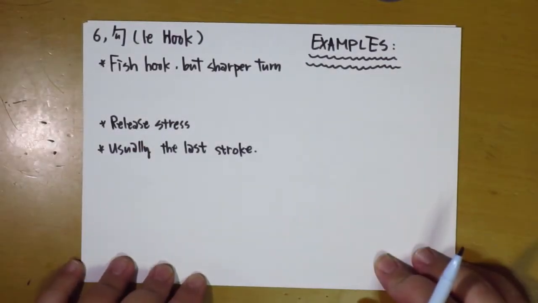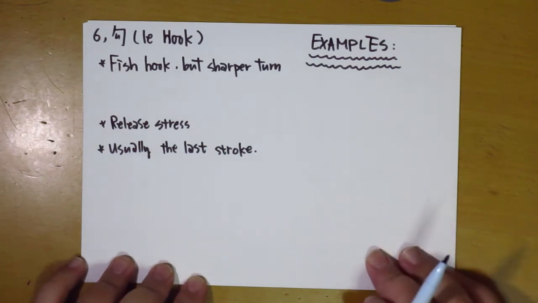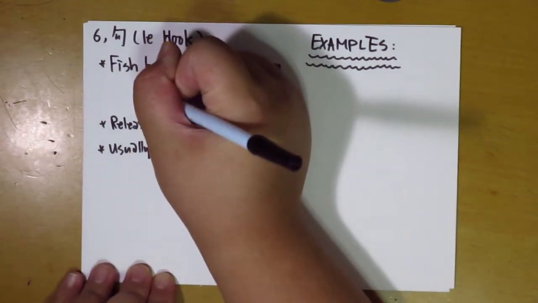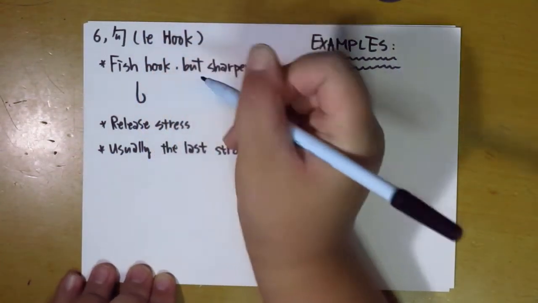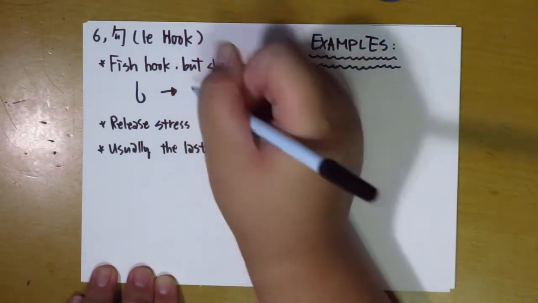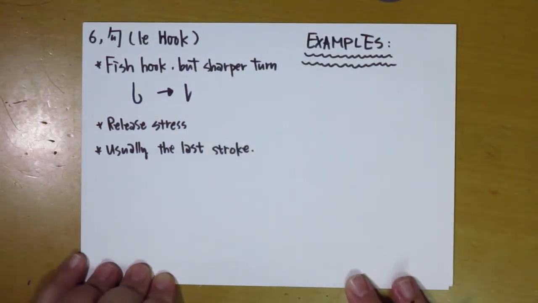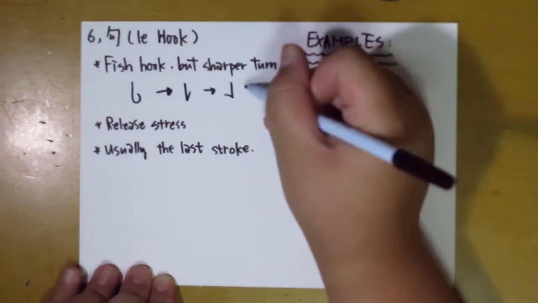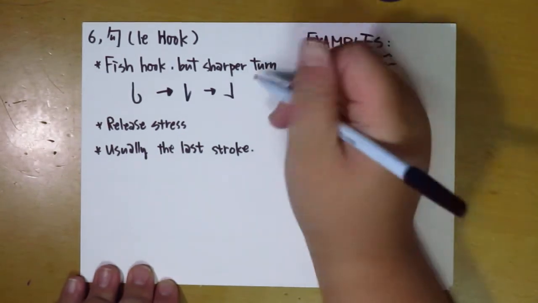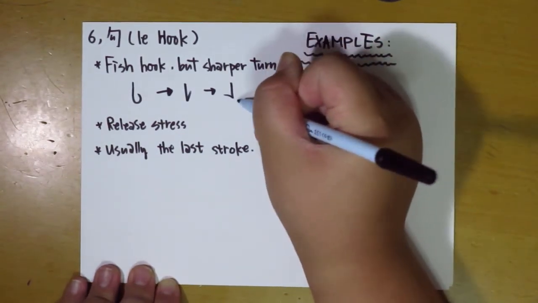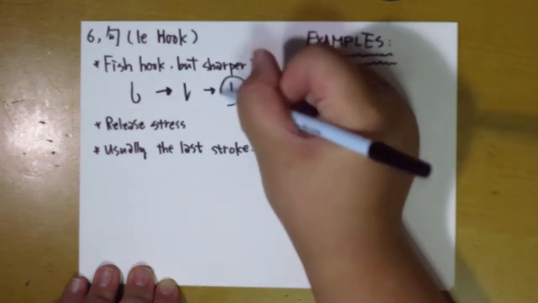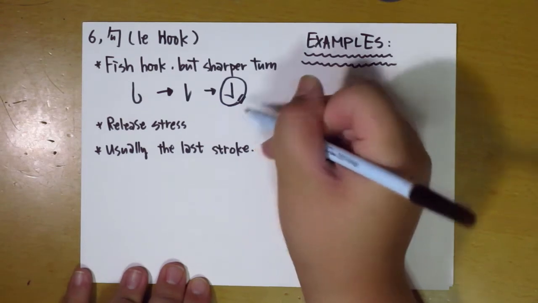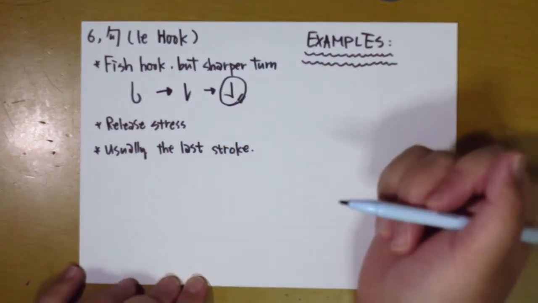Part 6, we have now the hook. Just imagine a fish hook, but with a sharper turn, or the other way around. About 90% of the time the hook is facing this way. So remember this one. Similarly, release the stress or the pressure at the very end of your writing.